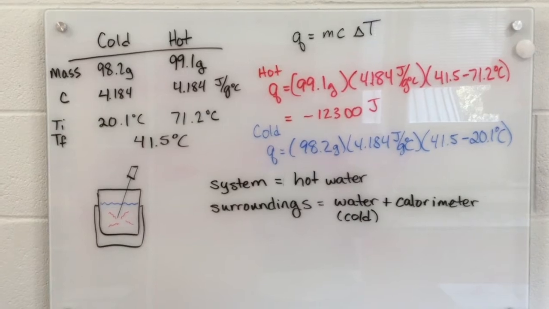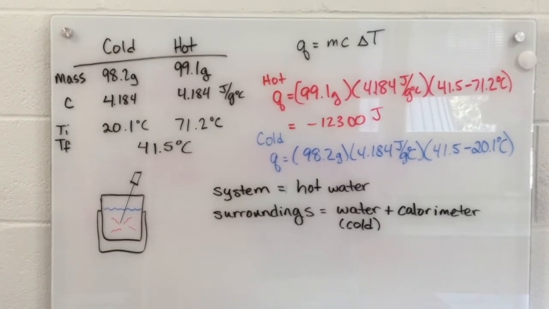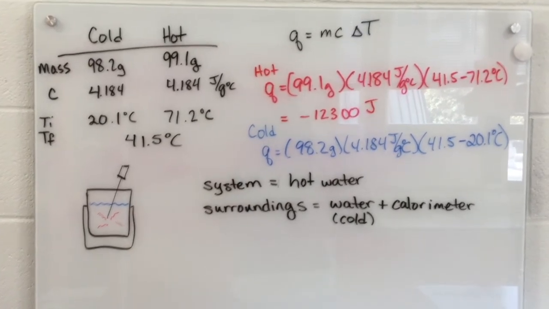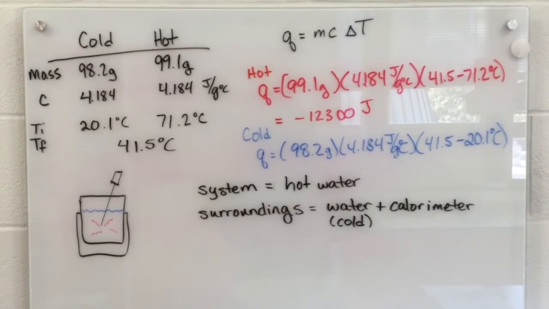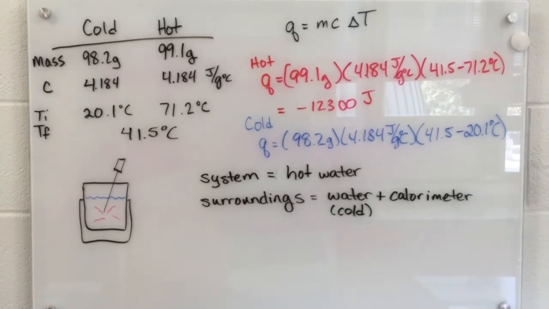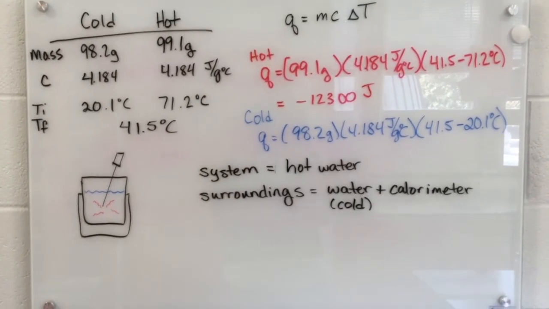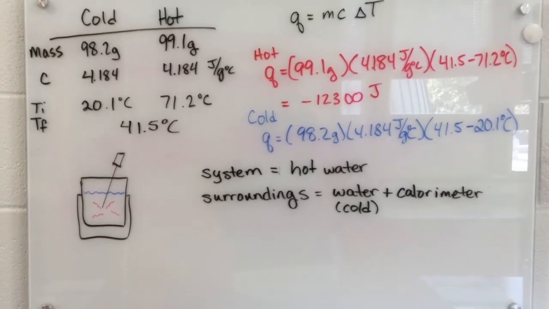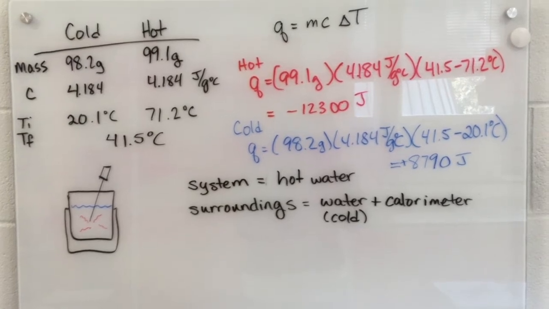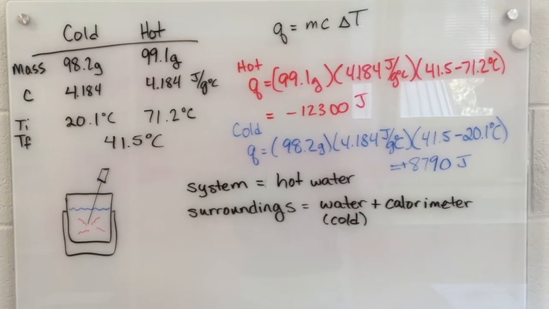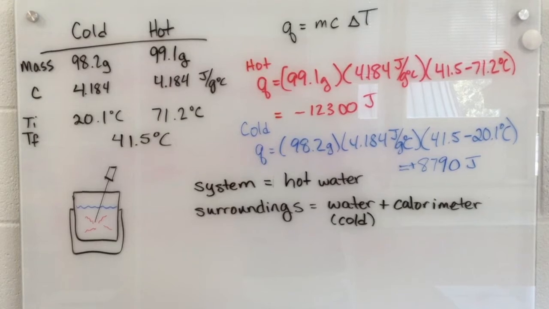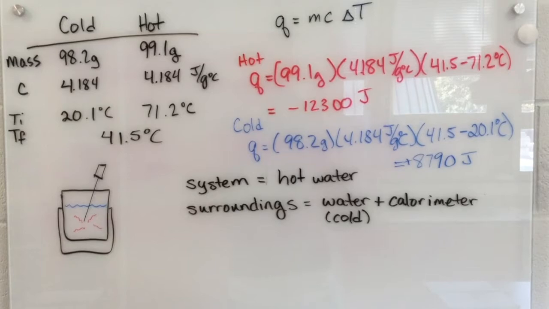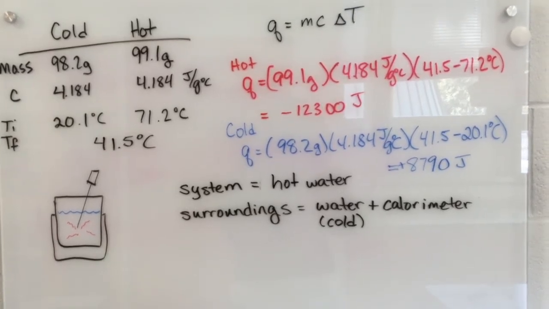To find the heat that is absorbed by the cold water, we are going to do 98.2 times 4.184, the specific heat capacity of water, times the change in temperature, which is 41.5 minus 20.1 degrees Celsius. Remember again that the final temperature needs to come before the initial temperature. This will give us a positive value for Q, which is appropriate because the cold water is absorbing heat. Notice again that we only have 3 significant figures, and so we have changed the last digit to 0 and we have not written a decimal point.